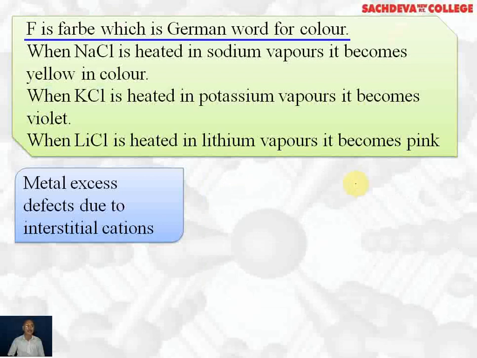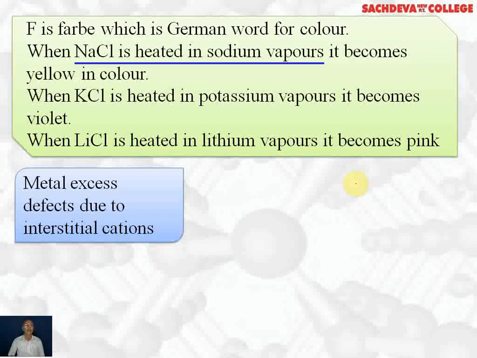F is Farbe, which is German word for color. That is, the electron trapped in the crystal lattice is called F center. For example, when sodium chloride is heated with sodium vapors, it becomes yellow in color. Why does it become yellow in color? Because sodium ions become in excess. They attract chloride ions which come to the surface of the crystal lattice. The position of chloride ions is occupied by electrons which form F center. These electrons absorb light from visible region and radiate yellow color.